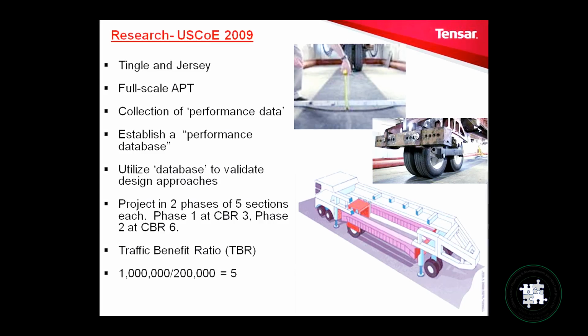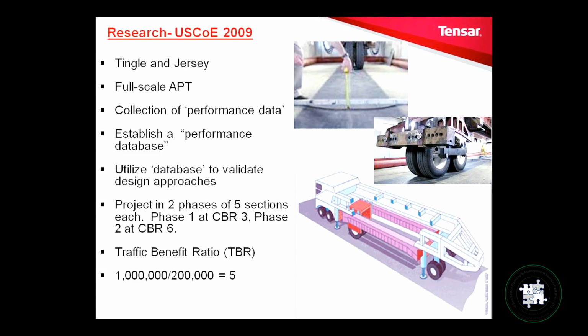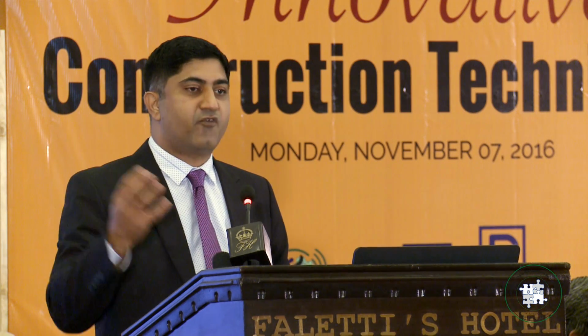So it is reported, it is published by Tingle and Jersey in 2009. It was full-scale accelerated pavement testing. The aim was to collect the performance data, and then based on that performance data, validate the design approaches available. The project was carried out in two phases. In one phase the subgrade was CBR 3%, the other CBR 6%, and we could clearly identify the traffic benefit ratio: the load carrying capacity of the stabilized versus unstabilized was about 5 times.